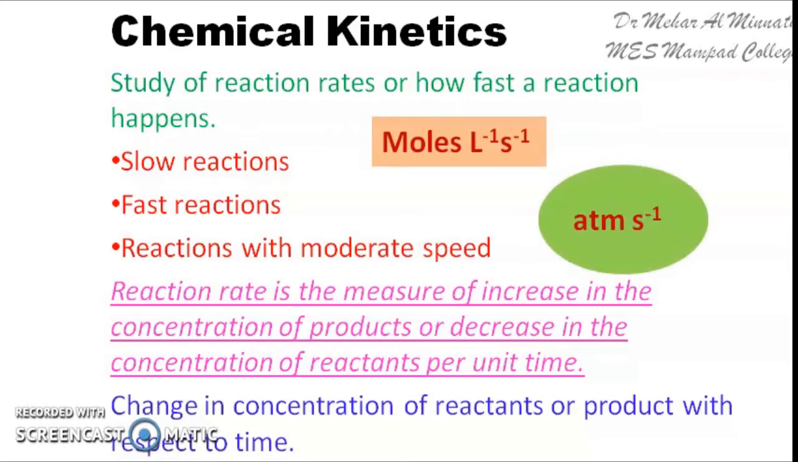Now, the unit of reaction rate is moles per liter per second if it is in the liquid state, and if the reaction is in the gaseous state, then it will be atmosphere per second. So these are the units of rate of reaction. That is moles per liter per second, concentration per unit time, and here pressure per unit time in the case of gaseous reactants or gaseous reactions.